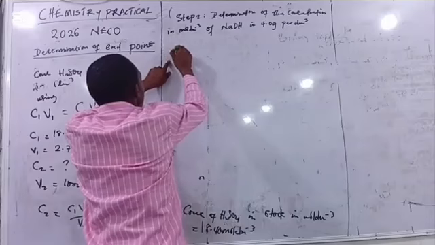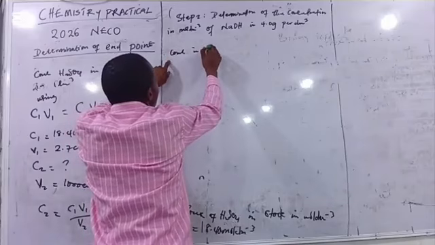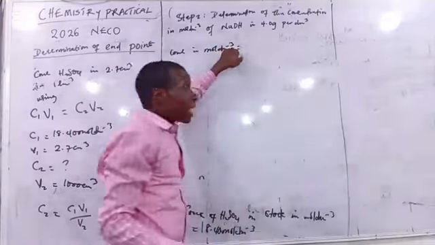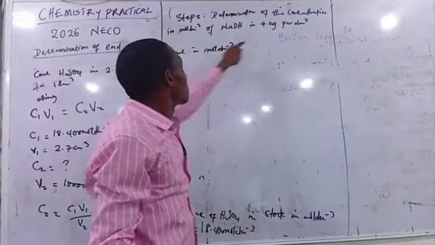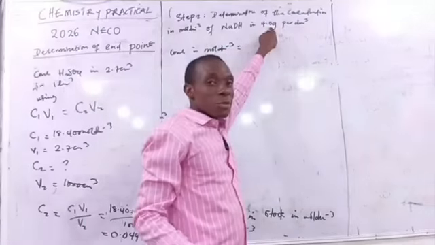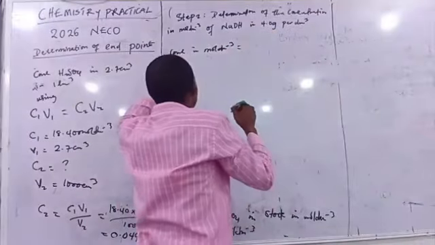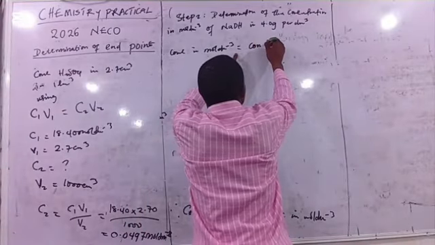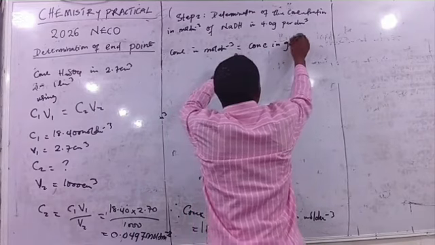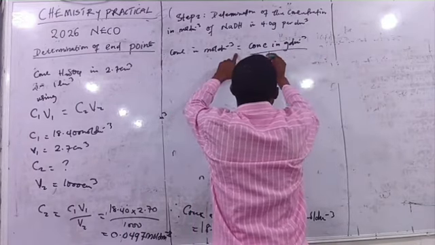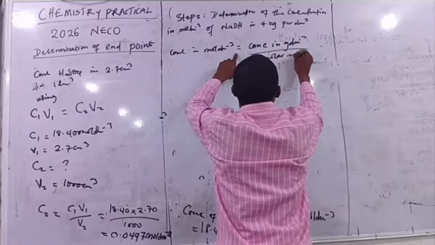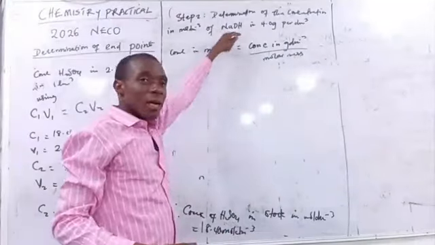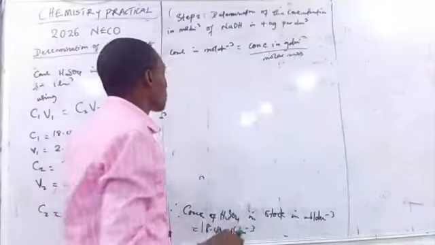Now we want to find concentration in mole per dm cube. Remember the formula that connects concentration in mole per dm cube and concentration in gram per dm cube, okay, is concentration in mole per dm cube is equal to concentration in gram per dm cube divided by molar mass. So from here we can also calculate the molar mass. We have the formula, and of course we know the relative atomic masses.